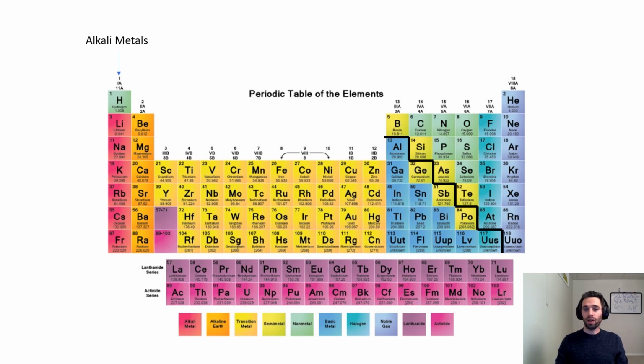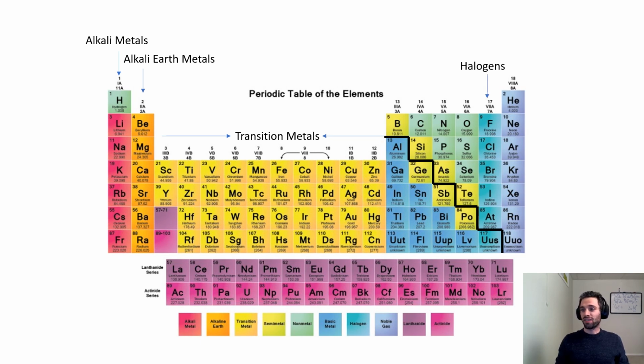Group 1A is called the alkali metals. Group 2A is called the alkaline earth metals. In this area, these are known as the transition metals. There's a whole field or class of chemistry that's devoted to this, and it's called inorganic chemistry. I will not be covering inorganic chemistry in this series.